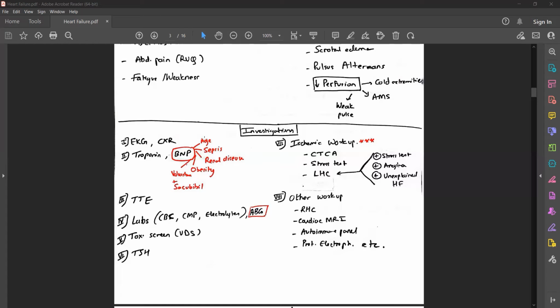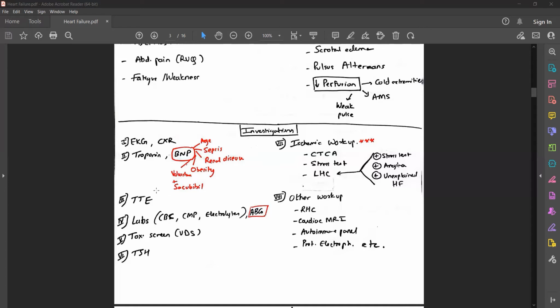It has to be interpreted in the clinical context because there are a lot of conditions. Like, for example, it's going to be falsely high in case of elderly, in case of sepsis, in case of renal disease. You'll see a falsely high BNP. In case of obesity, it can be falsely low. And in the patients who are taking sacubitril and valsartan combination, it's going to be very, very high. So how you interpret the BNP depends on the clinical condition.